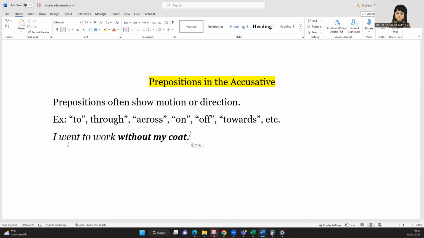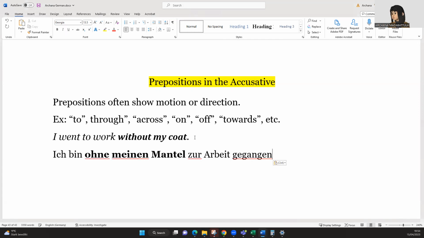So here we are going to change the article of the coat, which is the direct object. Ich bin ohne, which coat? Meinen Mantel. So it becomes: ich bin ohne meinen Mantel zur Arbeit gegangen, because the direct object is my coat.